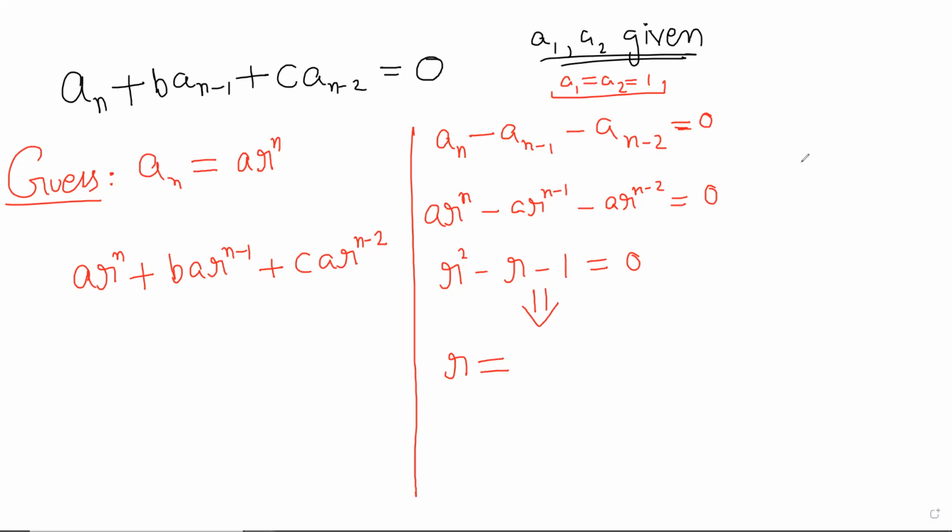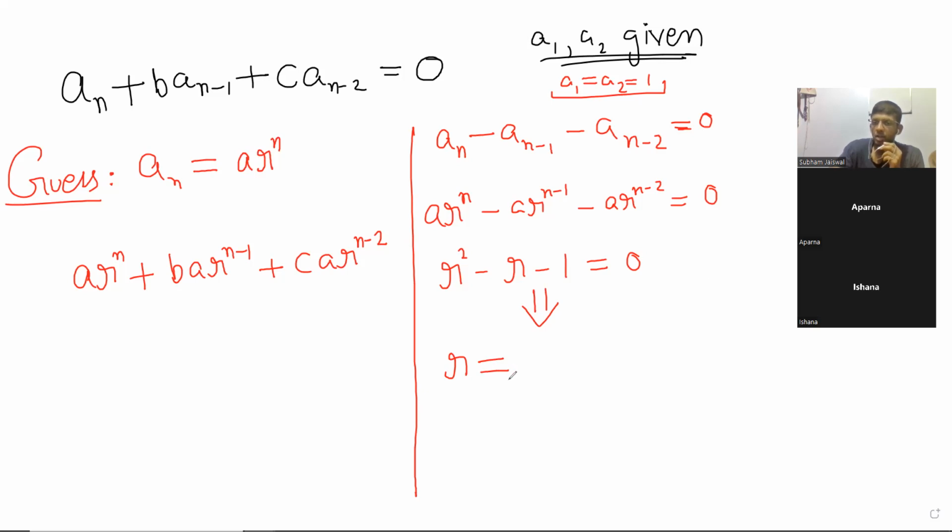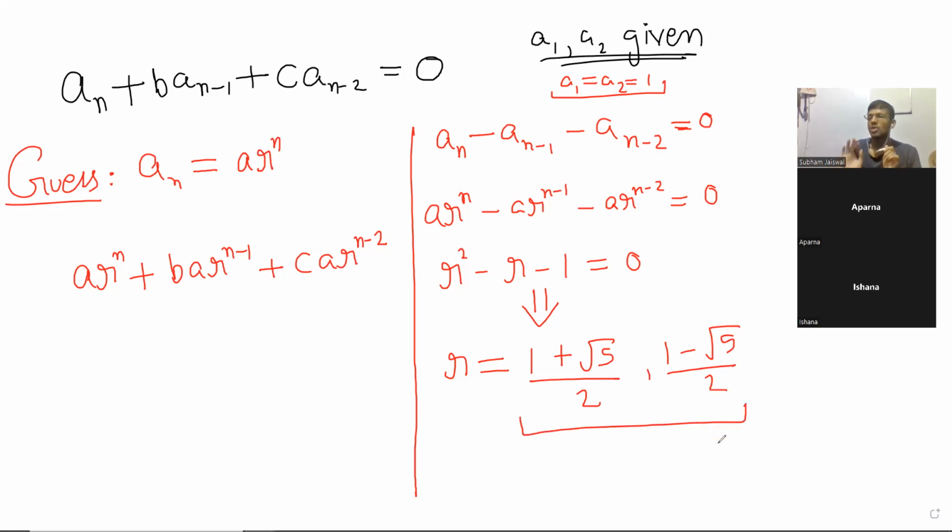So what does R come out to be? R has to be a natural number? No, it can be anything, a positive number. It can be negative also. Sir, I'm getting 1 plus root 5 by 2 and 1 minus root 5 by 2. Yes, the Fibonacci thing; we got this in the similarity question also last time. The point is that these are the two possible values of R.